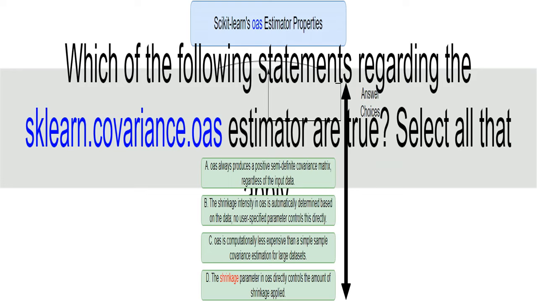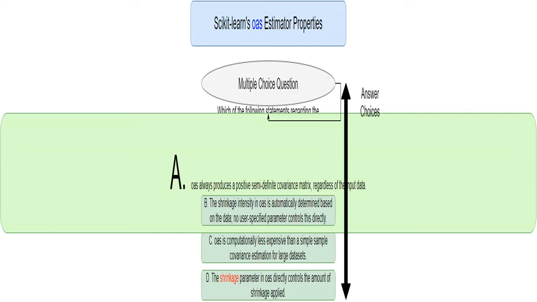Here's the multiple-choice question itself. I'll go through each statement and help you determine whether it's true or false based on how OAS works. This question will focus on your understanding of OAS's behavior and capabilities. Statement A claims that OAS always generates a positive semi-definite covariance matrix. A positive semi-definite matrix is a type of matrix that has only non-negative eigenvalues. This is a fundamental property of a valid covariance matrix. OAS is designed to ensure that this property holds true no matter the input data.